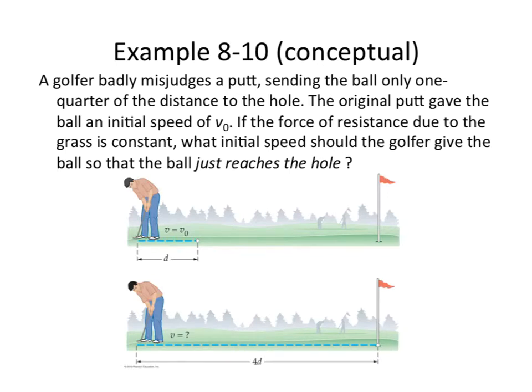This example 8.10 is marked as a conceptual example, and so we're not going to actually plug in any values, but we are going to solve it using general terms. Here we have a golfer who has hit a golf ball and badly misjudged the amount of friction acting on it, and it only goes a quarter of the distance to the hole. Of course, being a good golfer, he wants it to go into the hole, so we want to know how much velocity he should apply to it so that it actually does make it all the way to the hole.